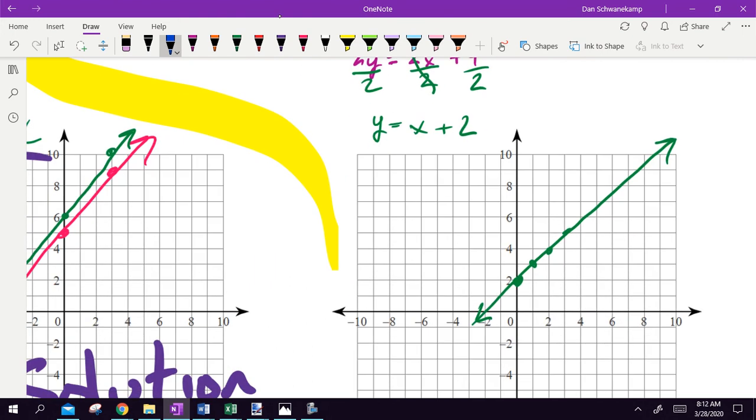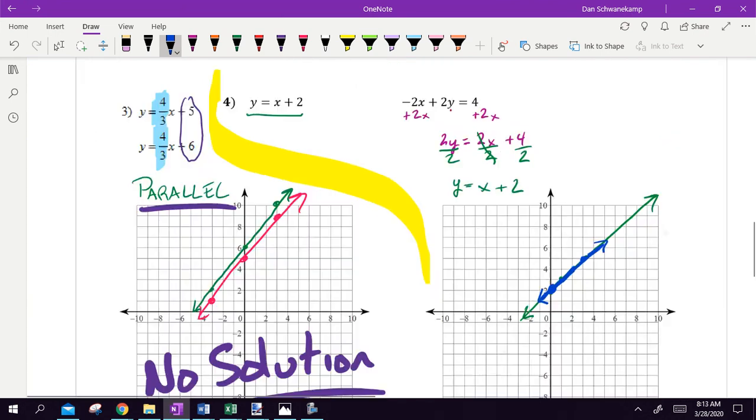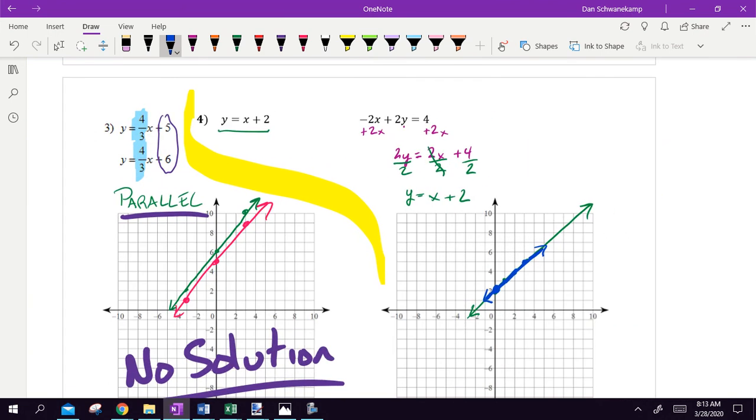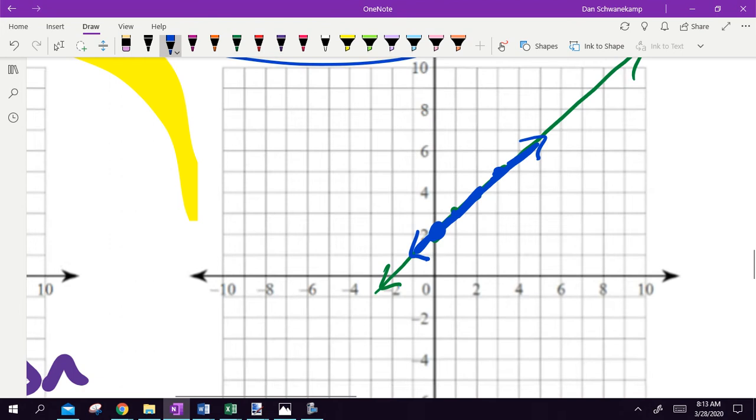So I'm going to start here at 2. Uh-oh. And my slope is 1, so I'm up 1 over 1, up 1 over 1. It's the exact same line. It looked different because this one right here was already solved, but when we solved this other one, it ended up being the exact same line. So not only were the slopes the same, their y-intercepts were the same as well. And when that happens, it's two lines on top of each other.